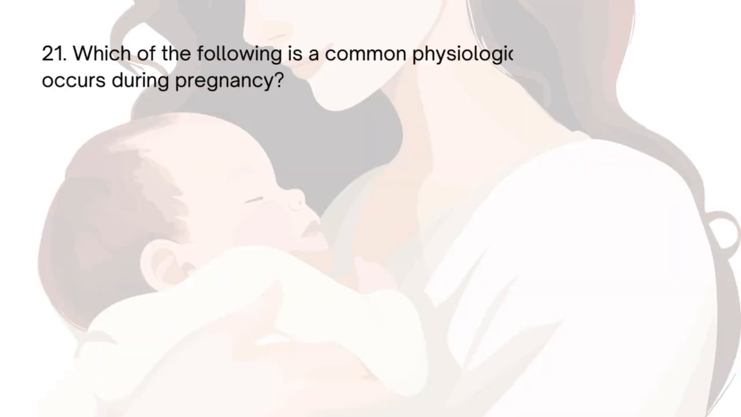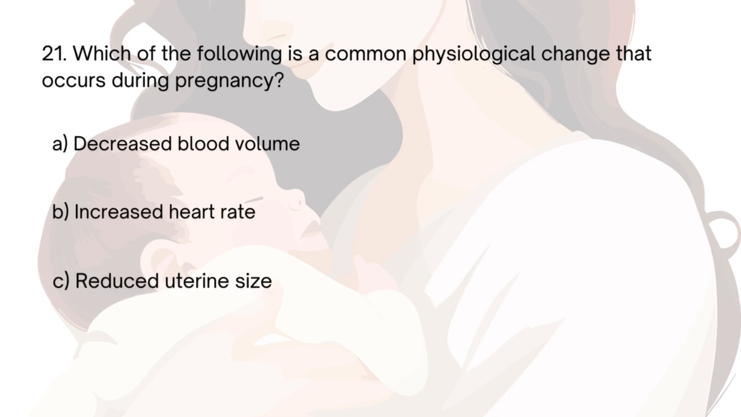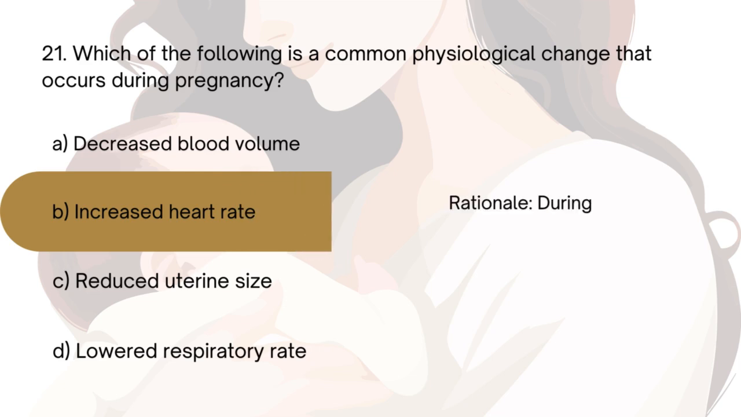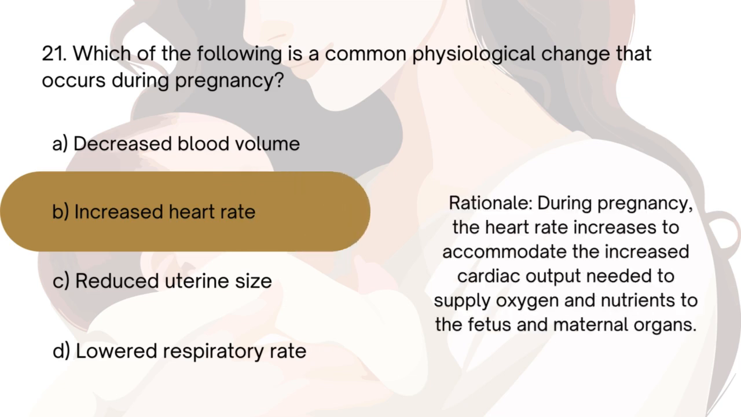21. Which of the following is a common physiological change that occurs during pregnancy? A. Decreased blood volume. B. Increased heart rate. C. Reduced uterine size. D. Lowered respiratory rate. Rationale: during pregnancy, the heart rate increases to accommodate the increased cardiac output needed to supply oxygen and nutrients to the fetus and maternal organs.